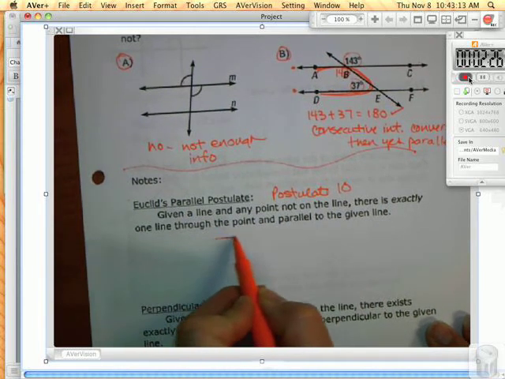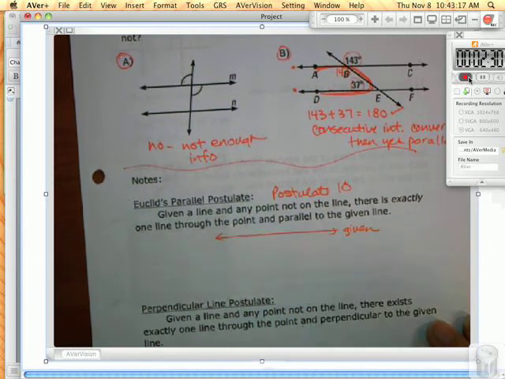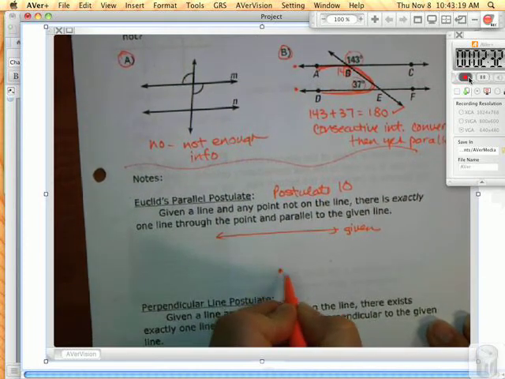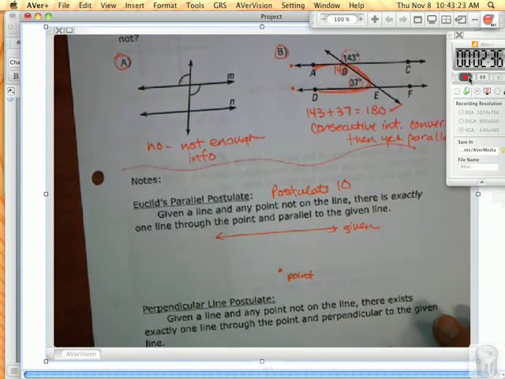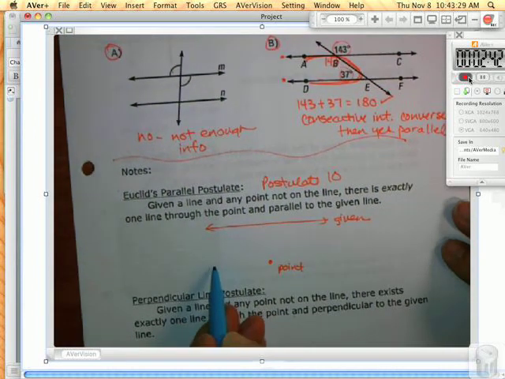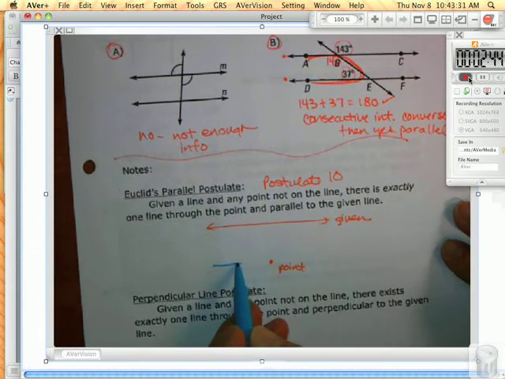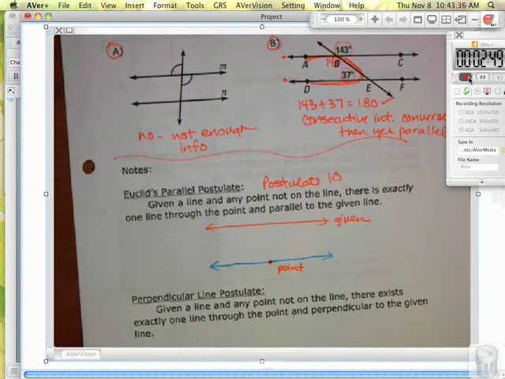All right, let's draw a picture. This is given. And this point is given. So they gave me those two things, a line and a point. And all this is saying is that there is only one line through this point that would be parallel to the given line. That's all it's saying. Okay?